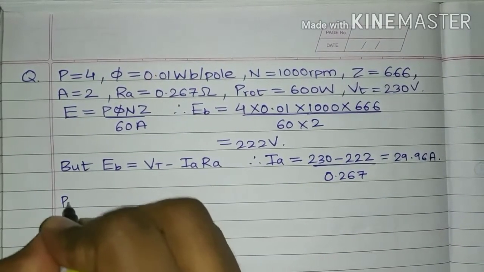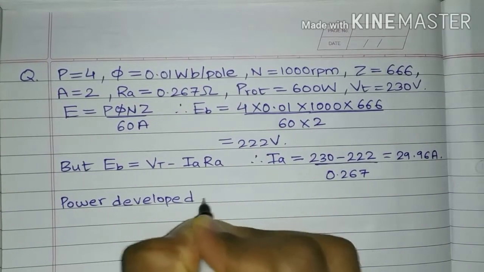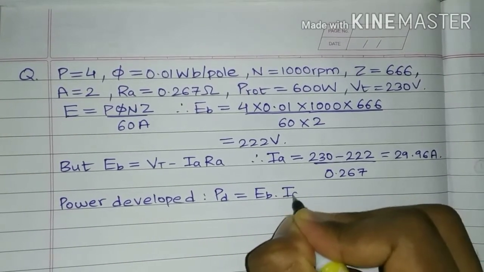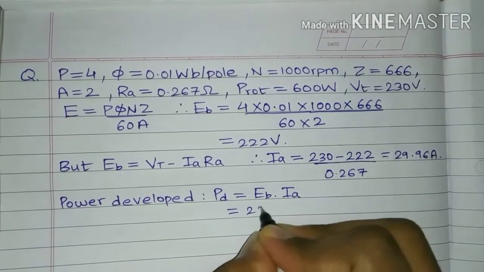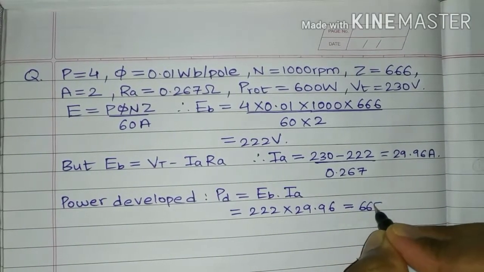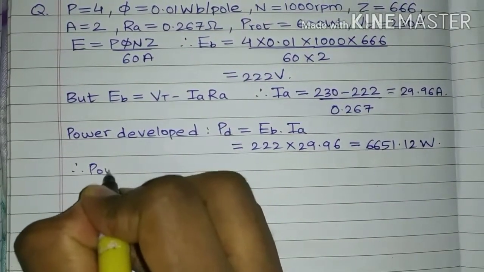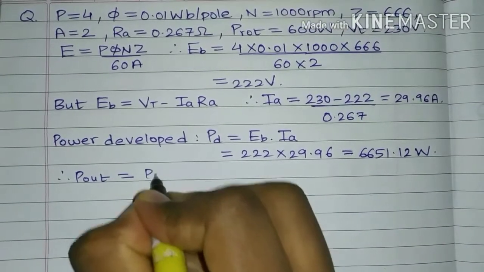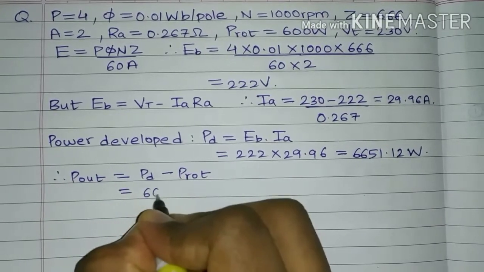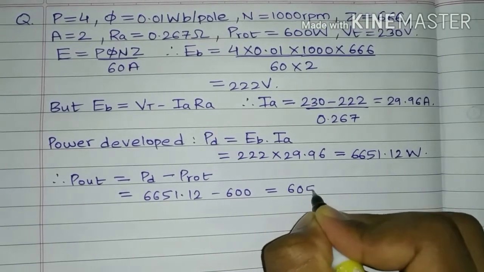Now the power developed is equal to EB into Ia, which is equal to 222 into 29.96, which turns out to be 6651.12 watts. The output power will be equal to the difference of the power developed and the rotational losses. Hence Pout is equal to 6651.12 minus 600, which is equal to 6051.12 watts.